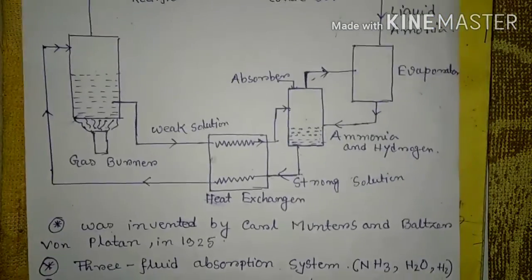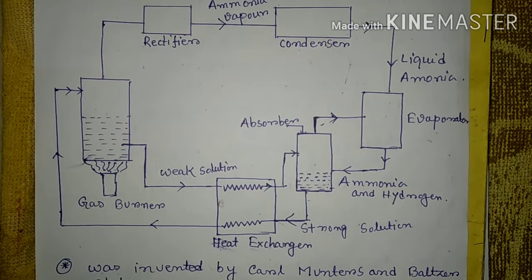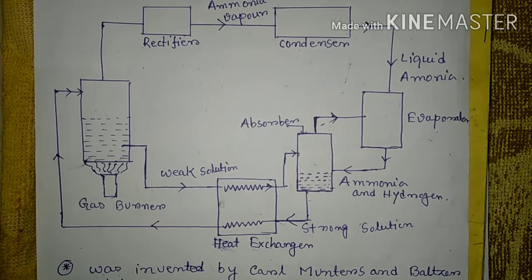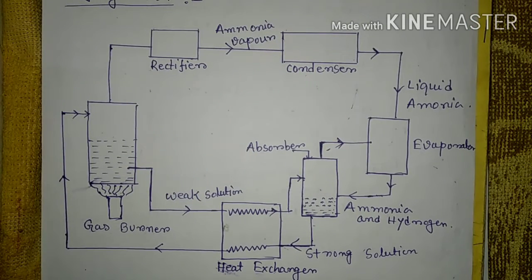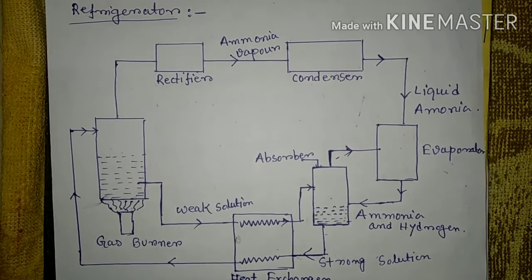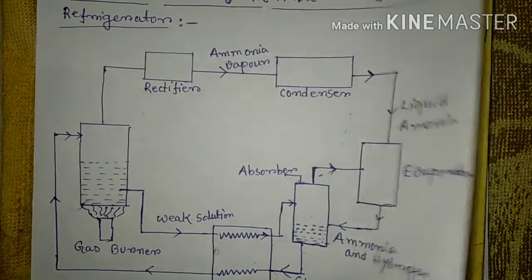Okay, so this is the domestic Electrolux refrigerator, in which you can see it is basically used. So what is the main function? The main function is to eliminate the pump, so that in the absence of moving parts the machine becomes noiseless. Okay, so this is the domestic Electrolux refrigerator. Now let's take an example, a numerical on this topic.